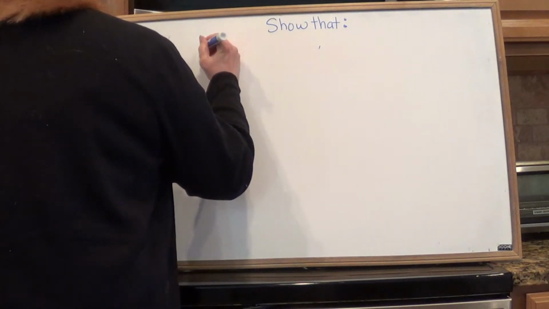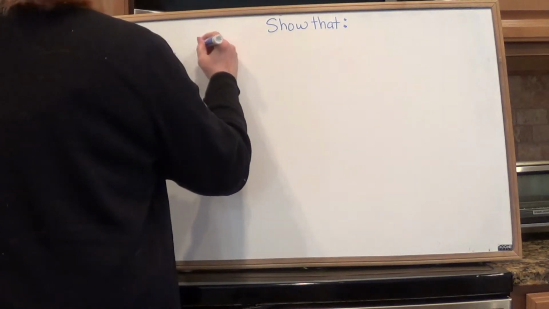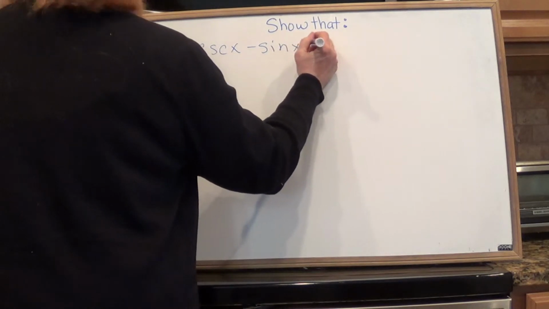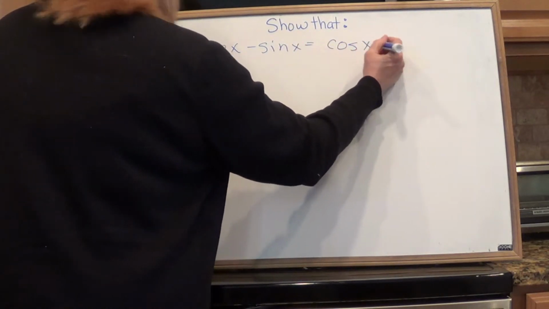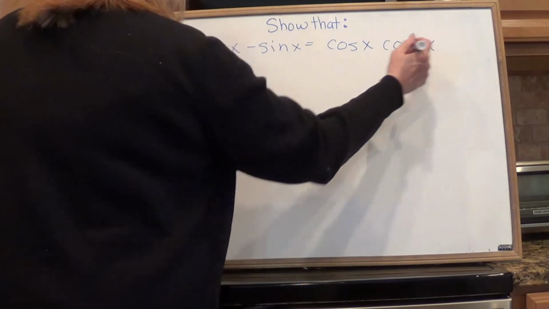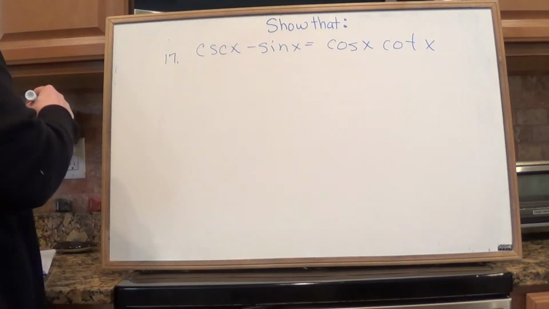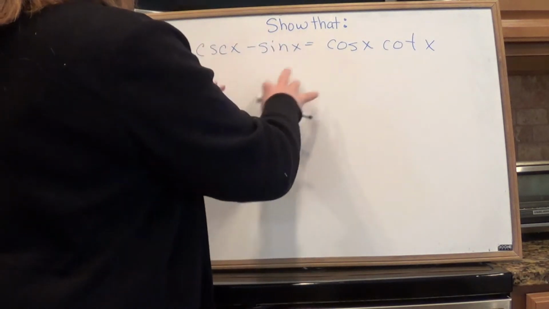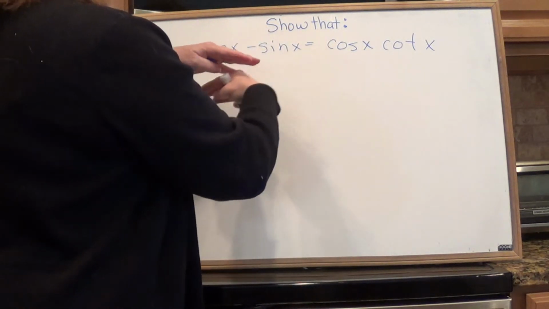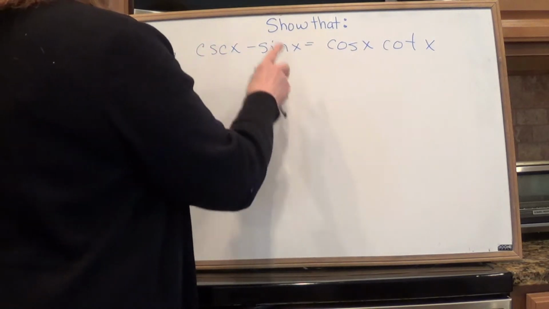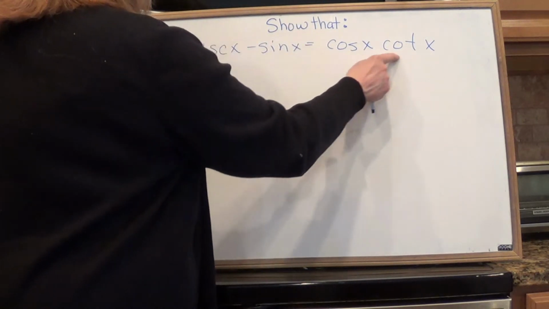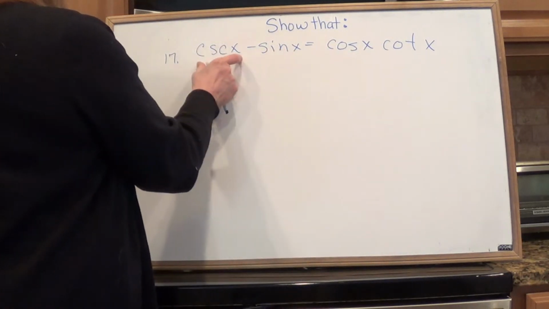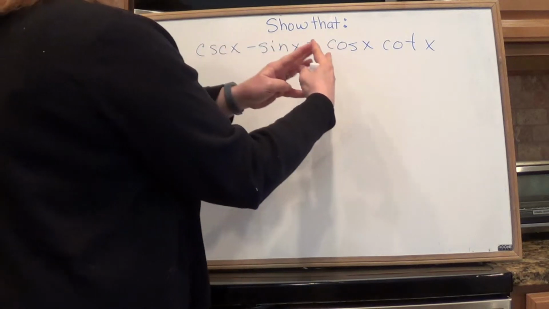Let's look at number 17. And that is show that cosecant x minus sine x equals cosine x cotangent x. Alright. What I noticed here is somewhere along the line I might have some fraction work here and here. I'm going to have to combine them under a like denominator somewhere, because this is only one term and there's no plus or minus here, and this is two terms. So those two are going to have to combine to one.